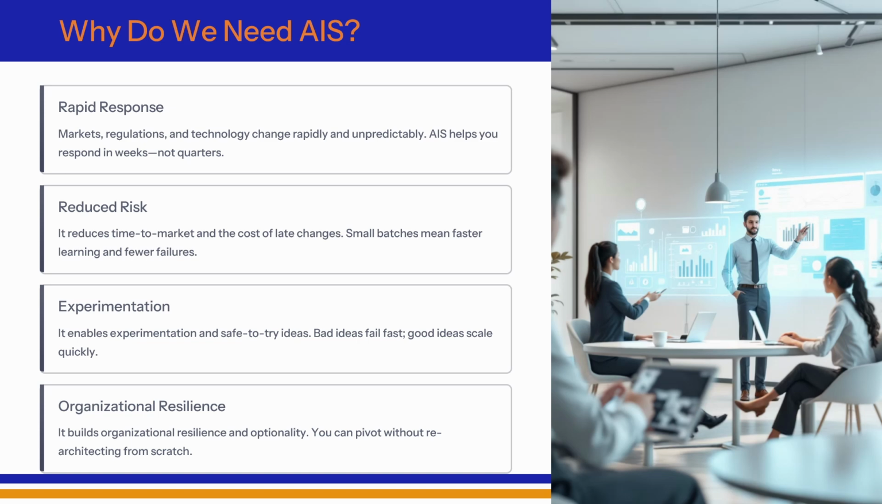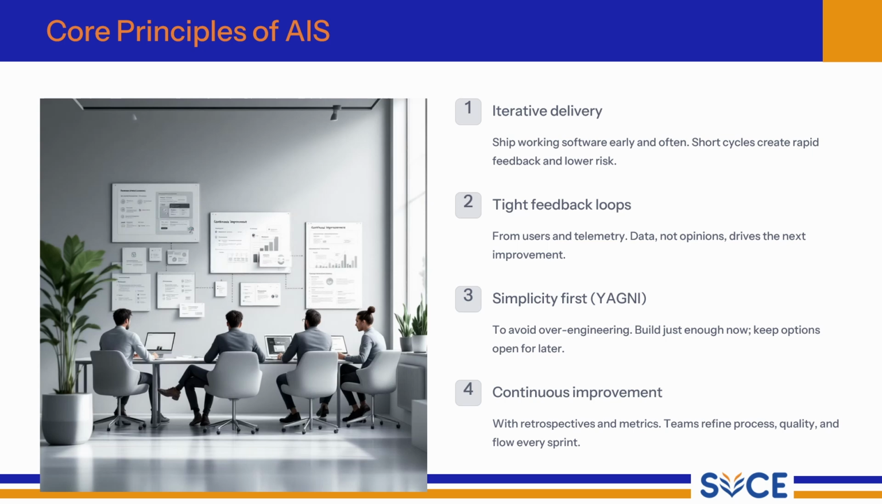In the next slide, we are going to see what are the core principles of Agile information systems. Here, number one is iterative delivery. Ship working software early and often. Short cycles create rapid feedback and lower risk. Instead of waiting months for one big launch, we deliver small steps, like serving small snacks instead of one giant meal. Deliver early, deliver often.